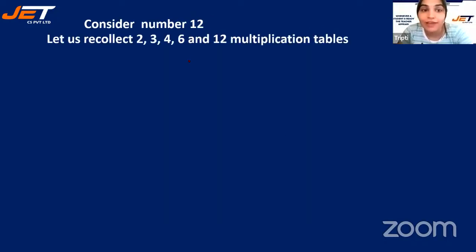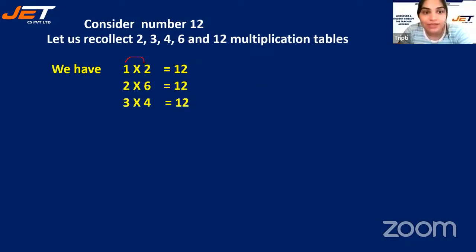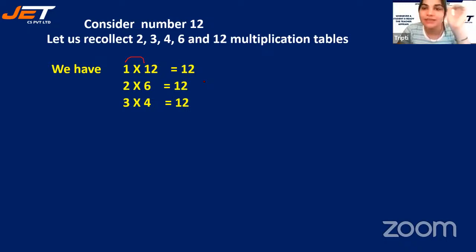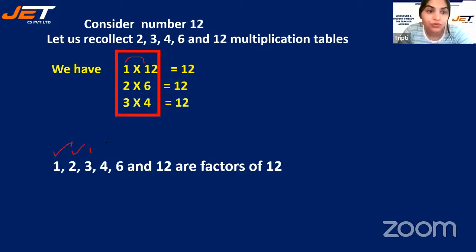Next, number 12. If I look at the factors of number 12, it's like 1 time 2 is 12. Oh, wait. No. 1 time 12 is 12. Wait, there is a correction here. 1 time 12 is 12, right? 1 time 12 is 12, or 12 times 1 is 12. 2 times 6 is 12. 3 times 4 is 12. So here I got the factors as 1, 2, 3, 4, 6, 12. All are the factors of 12. Like in all these number times tables, you see 12.